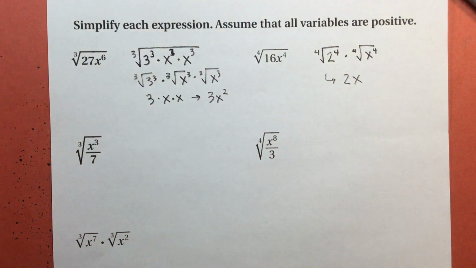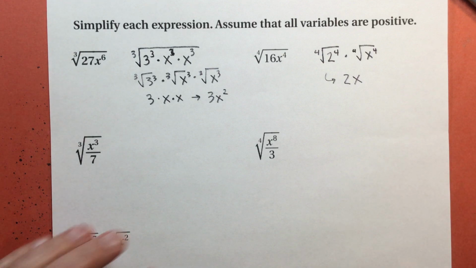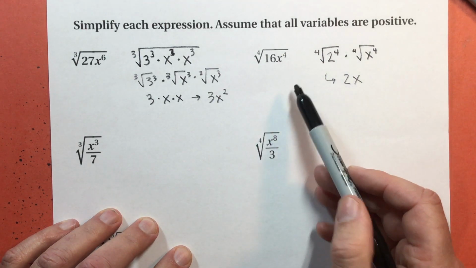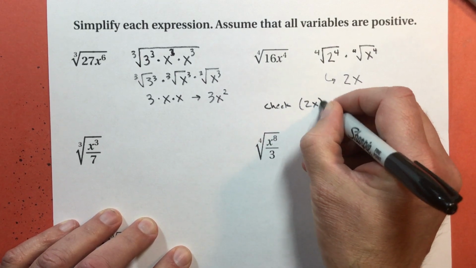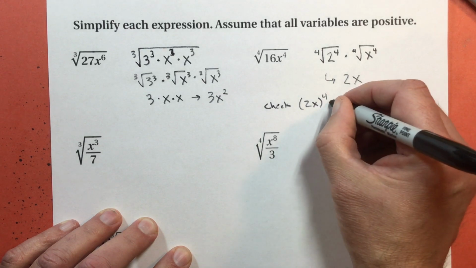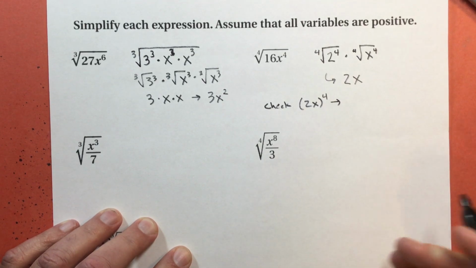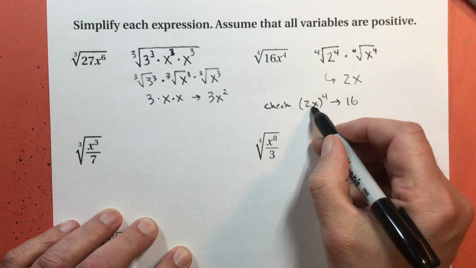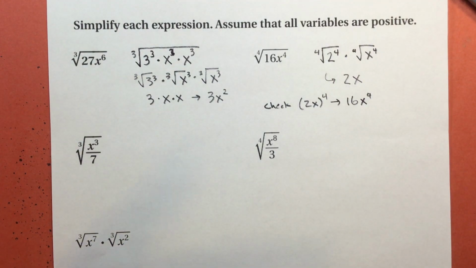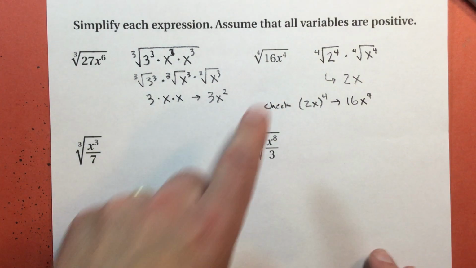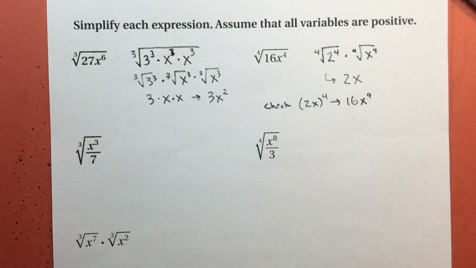Now you can go back and check this again. If I go backwards, I would say 2x to the fourth power. That becomes 2 times 2 times 2 times 2, which is 16, and x to the fourth power would be x to the fourth power. So you can check it by reversing it, just like we check a lot of things, by reversing it and seeing if you got what you originally started out with. Okay, so pause the video for that if you want to look over that again.